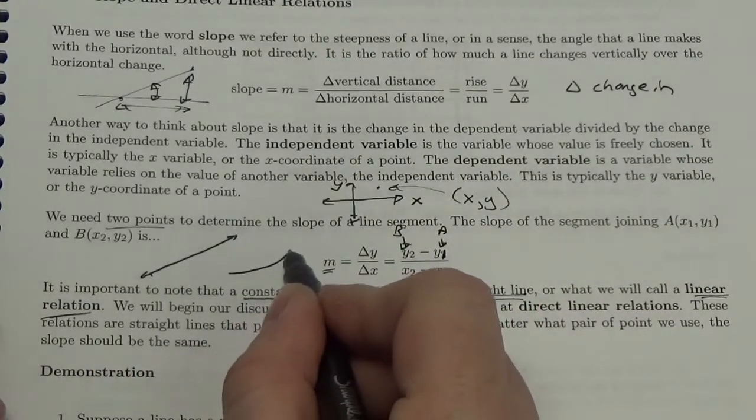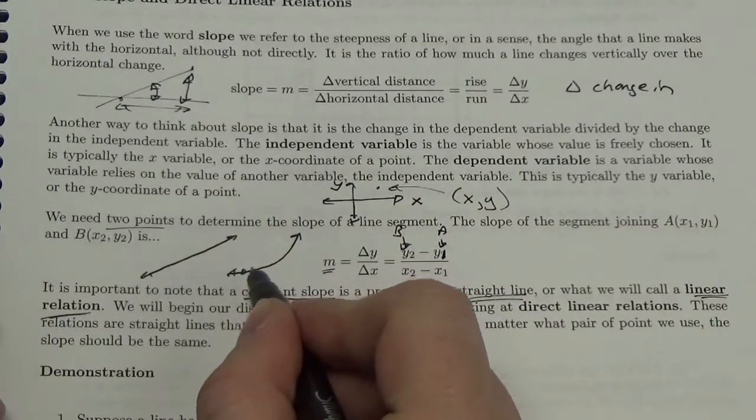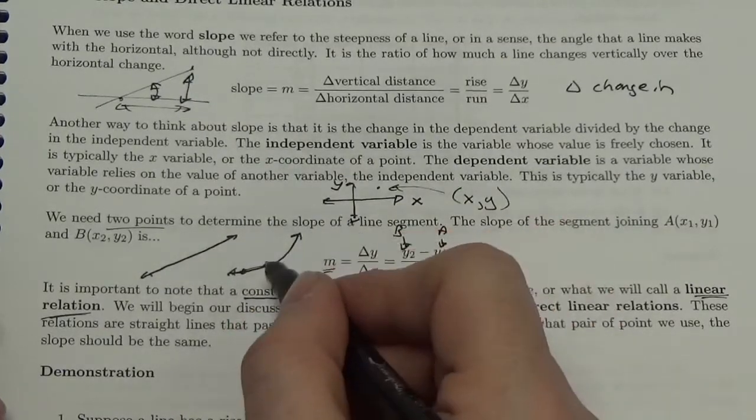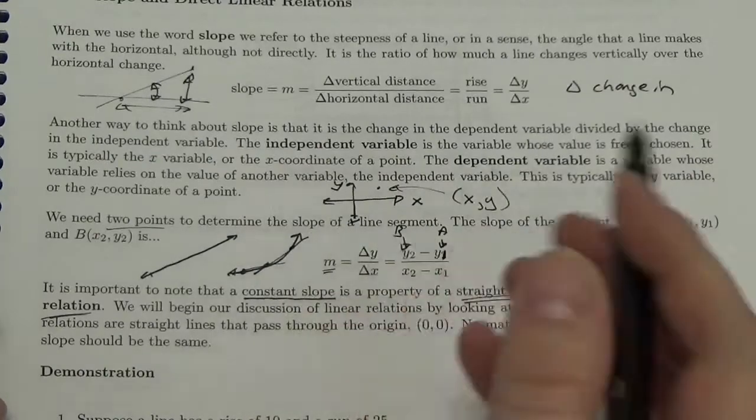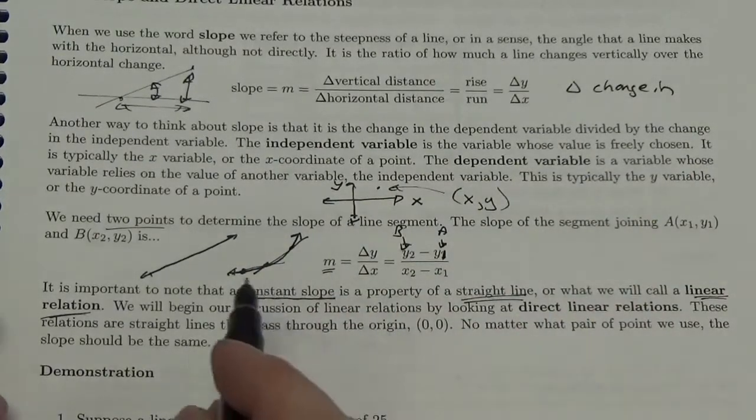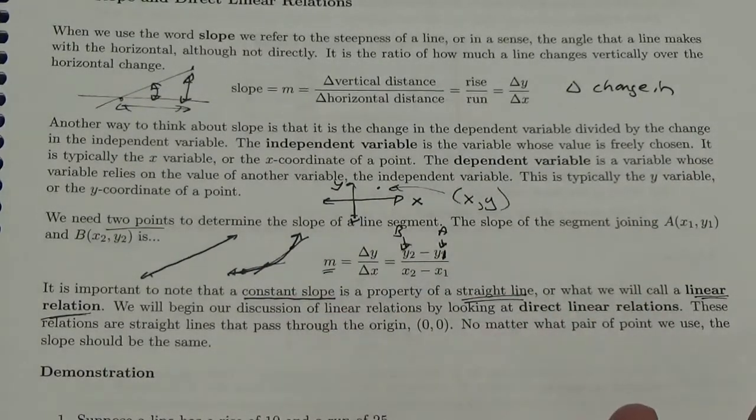But if you've got something that's doing this, well, the slope between those 2 points, and the slope between those 2 points, that's a different slope. As soon as the slopes start to change, it's non-linear, okay?